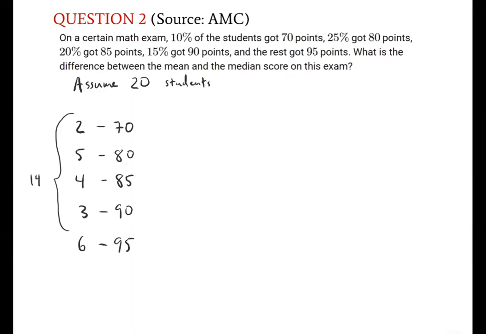And then we can calculate the mean and median from these. Your median will be 85, and your mean, you just have to add all these up, divide by 20, and that will give you a mean of 86. So the difference between the mean and the median is 1.